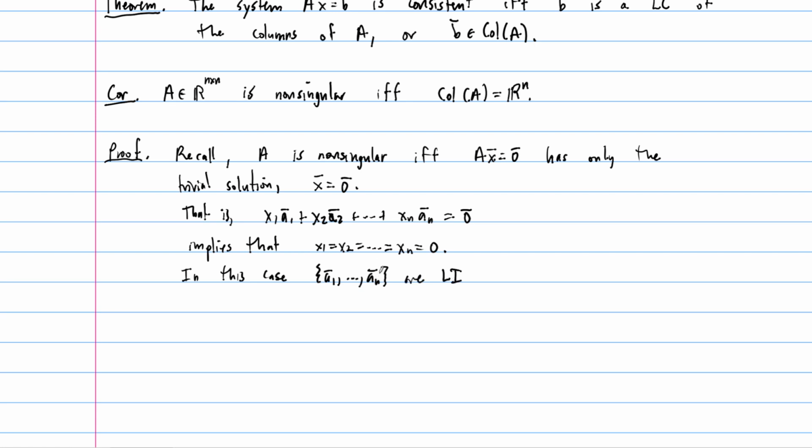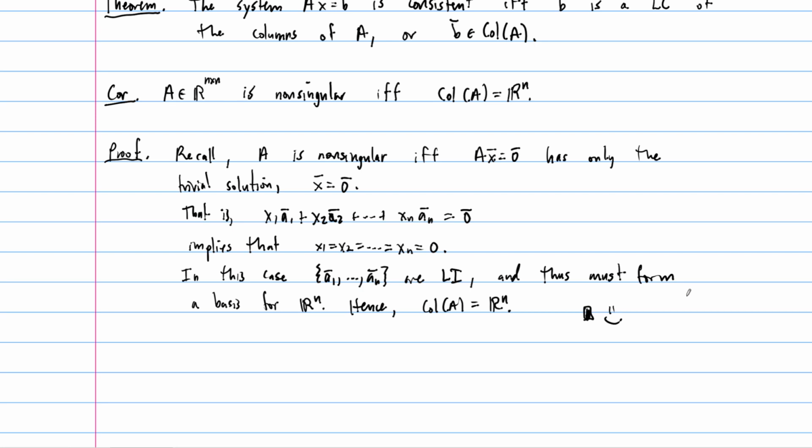There are n of them in n-dimensional space, and therefore they must span the whole space. They must form a basis for Rn. They're also the columns of A. And so just by unpacking all these different definitions, in this case, the column space of A is equal to all of Rn because the columns form a basis for Rn. All right, so again, it's just a matter of unpacking definitions.